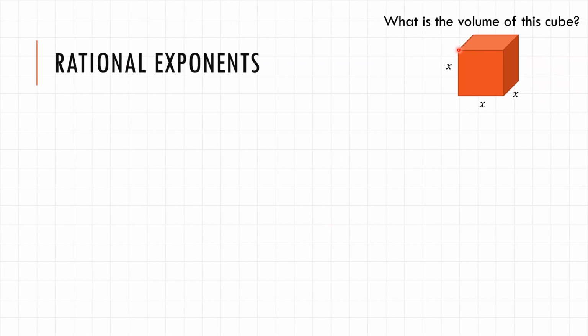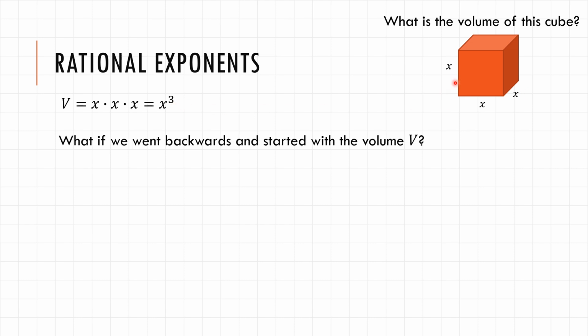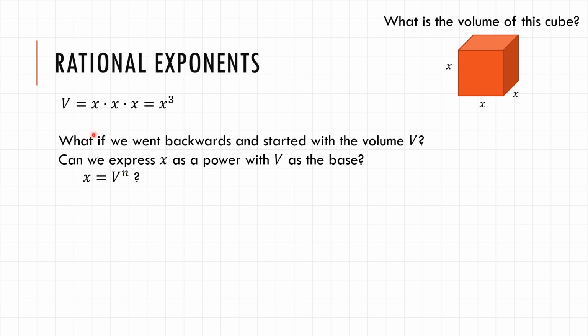Does this idea extend to bigger powers? Well, if this is a volume of a cube, the volume of the cube is x times x times x, which is x cubed. And if I wanted to find the side length of a cube that has volume v, very similarly, if I'm trying to express x as a power of v, I could say x must be equal to v to the power of some number. What is that number? Well, if I look at this equation and I replace everywhere I see an x with what I know x is actually equal to, which is v to the power of n, then my equation will start to look like this.